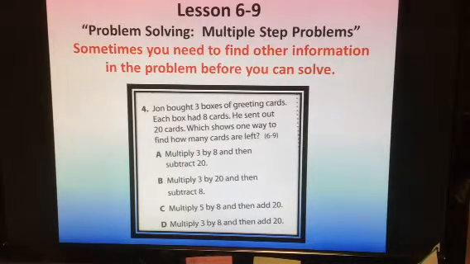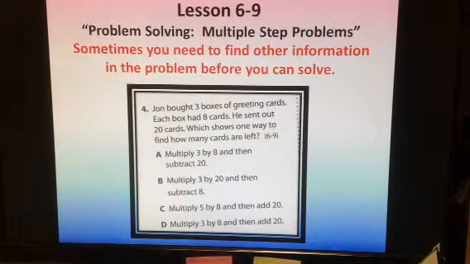Here's an example from our pretest. John bought 3 boxes of greeting cards. Each box had 8 cards. He sent out 20 cards, which shows one way to find how many cards are left. If you look at all 4 answer options, all 4 have 2 things you have to do. All 4 have other information you need to find before you can solve. So I'll read the question again and then think about A, B, C, or D.